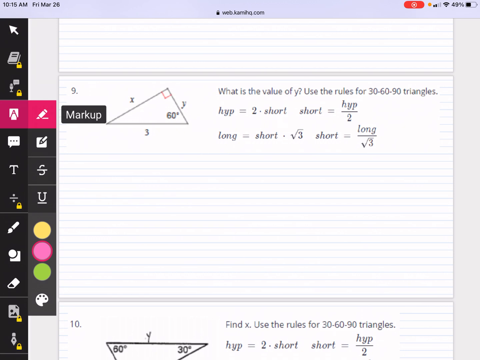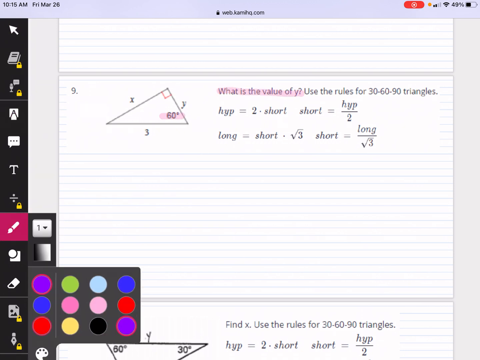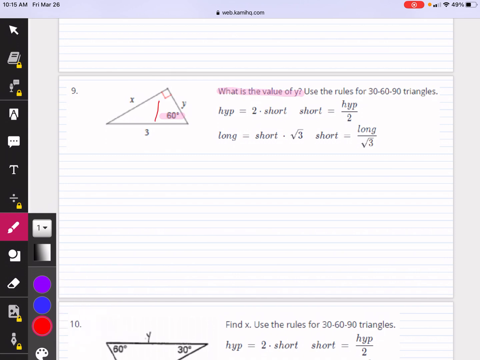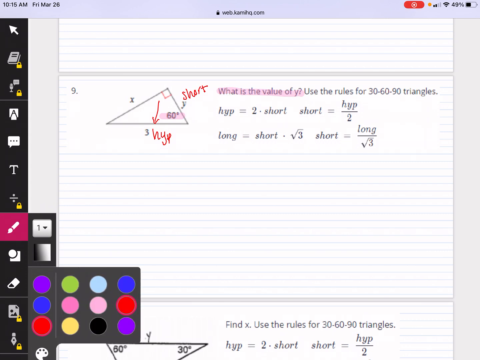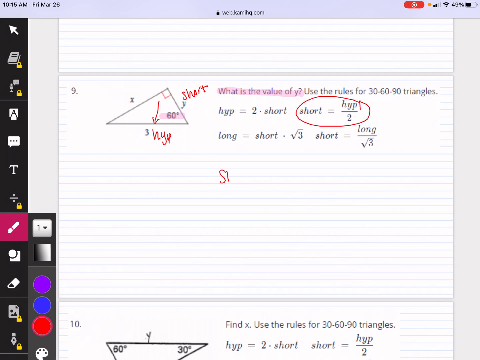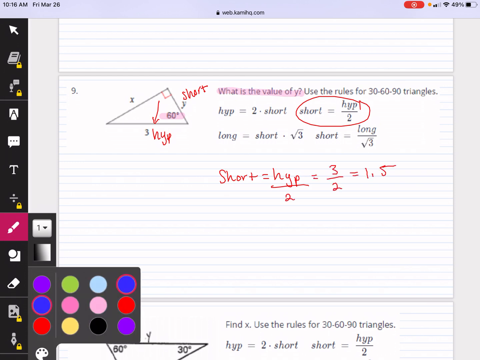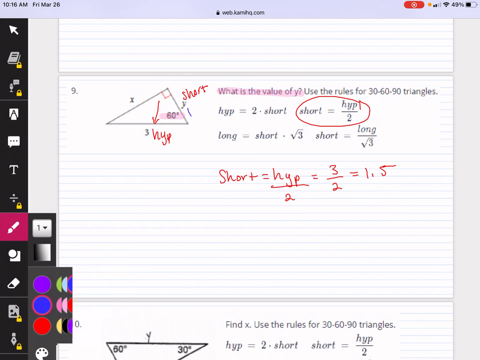Question 9 is also a 30, 60, 90 triangle. This time they only want us to find the length of y. So here 3 is our hypotenuse. That makes y our short leg. So we need to use one of the formulas for short leg, but there's 2. We need to make sure we're using the one that has hypotenuse in it. So we're doing short leg equals hypotenuse divided by 2. So 3 divided by 2, if you write that as a decimal, it comes out to about 1.5.